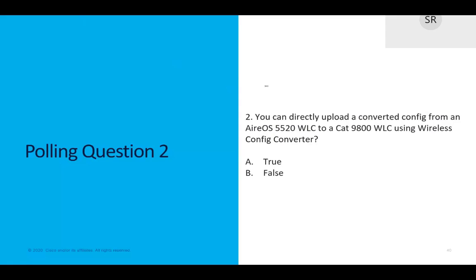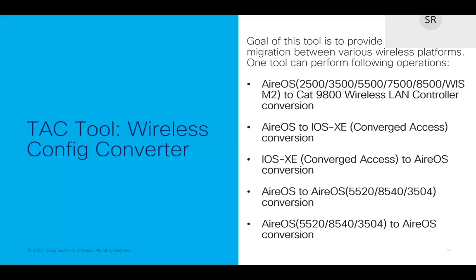Majority of you answered that we should be able to directly upload the converted config into the 9800 tool. The answer is actually false. There is no scenario in which you can directly upload a converted config into a 9800 controller without validating the config. That's why we'll be going over some of the validation steps that a user needs to perform before plugging the configuration into specifically the 9800 or any controller platform migration per se.